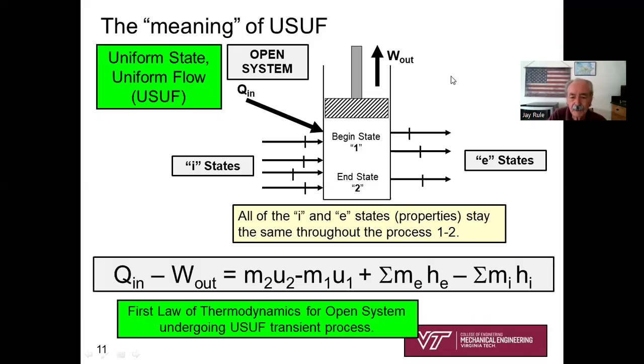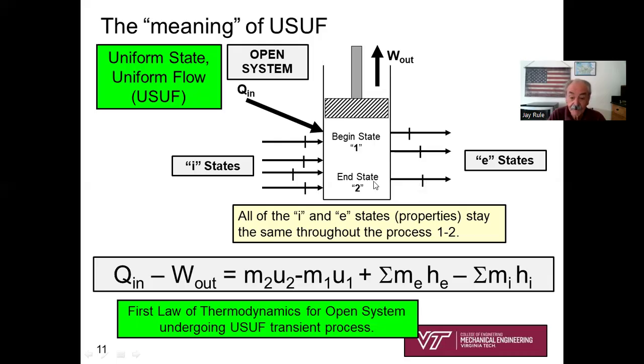So what does USUF mean? It's an acronym for uniform state, uniform flow. And here's what that means: all of the inlet states and exit states stay the same throughout. In other words, the pressure and temperature, the state of what I'm circling here, at all times during process 1 to 2, is the same pressure and temperature. For example, maybe over here at the exit state, the same idea is that the pressure and temperature at this state, E, is the same, it's constant.